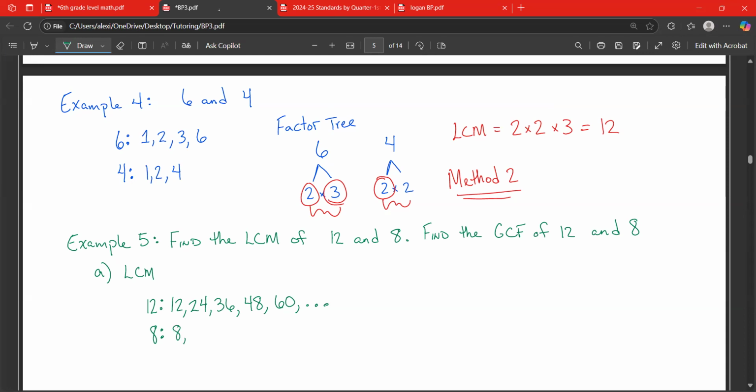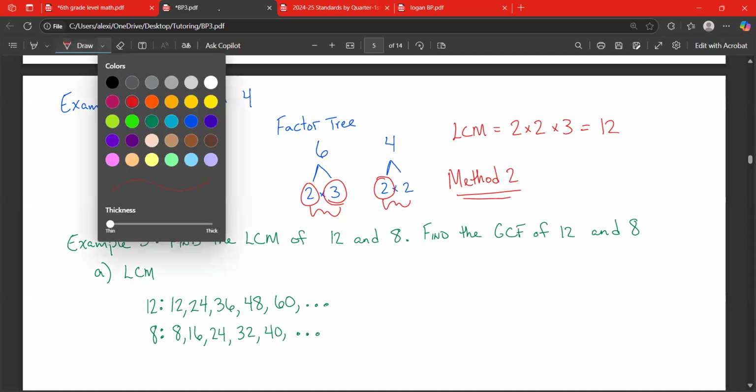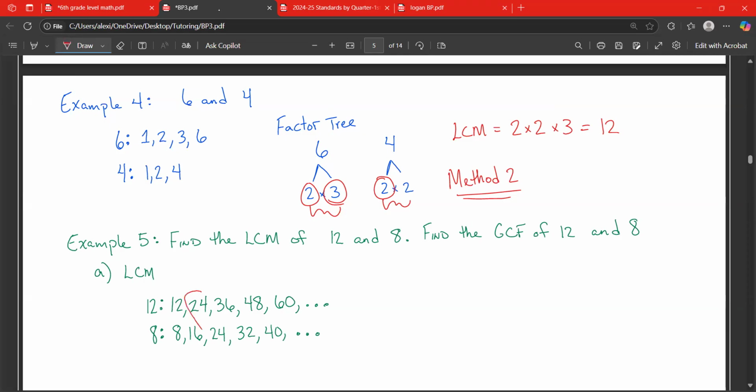Well, 8, 16, 24, 32, 40. Do you notice that I could have already stopped? Why I could have already stopped? Because once I see they share 24, that is the least common multiple. That's the smallest number that they have in common. So the least common multiple of 12 and 8 is 24. Not bad.